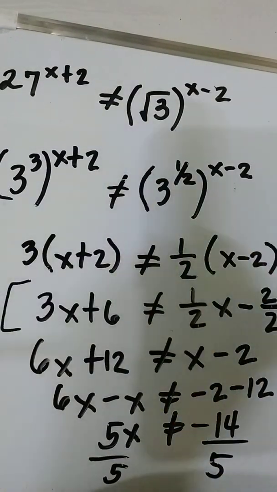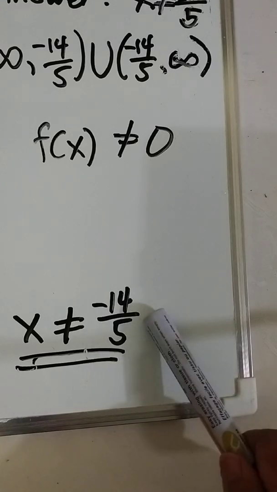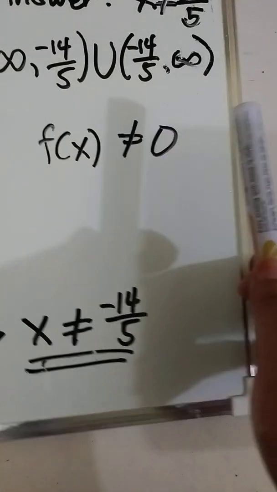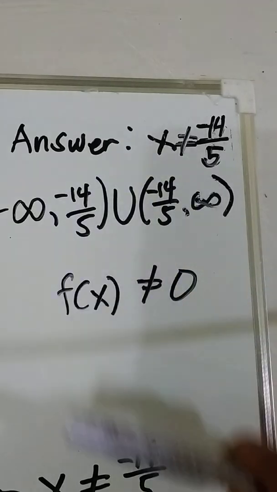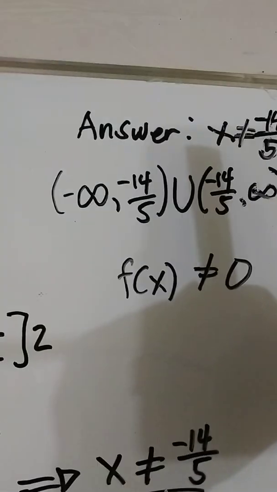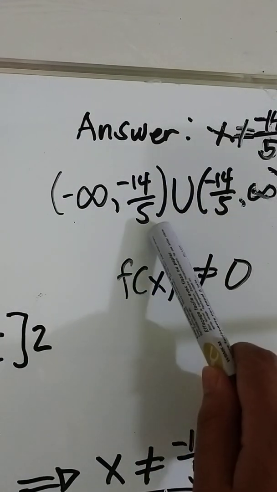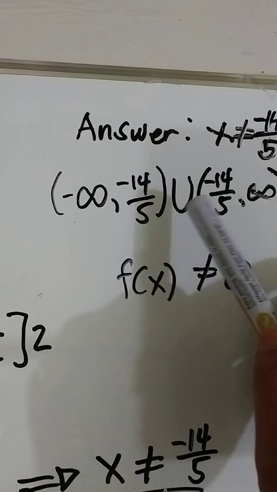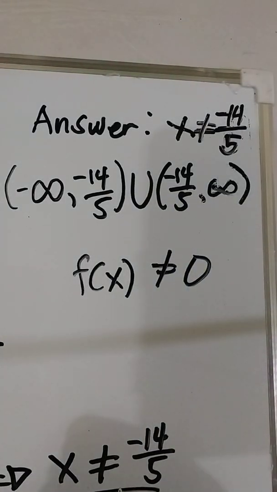Because they are the same, the answer here is all real numbers except negative 14 over 5, or x is not equal to negative 14 over 5, or negative infinity to negative 14 over 5 union negative 14 over 5 to positive infinity. That is the final answer.